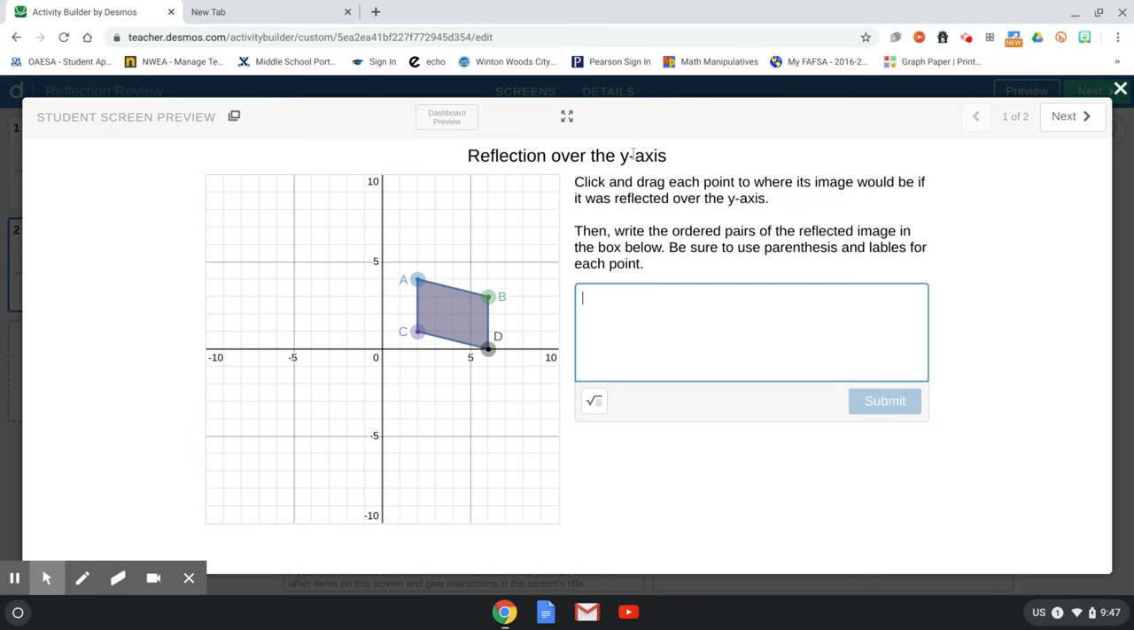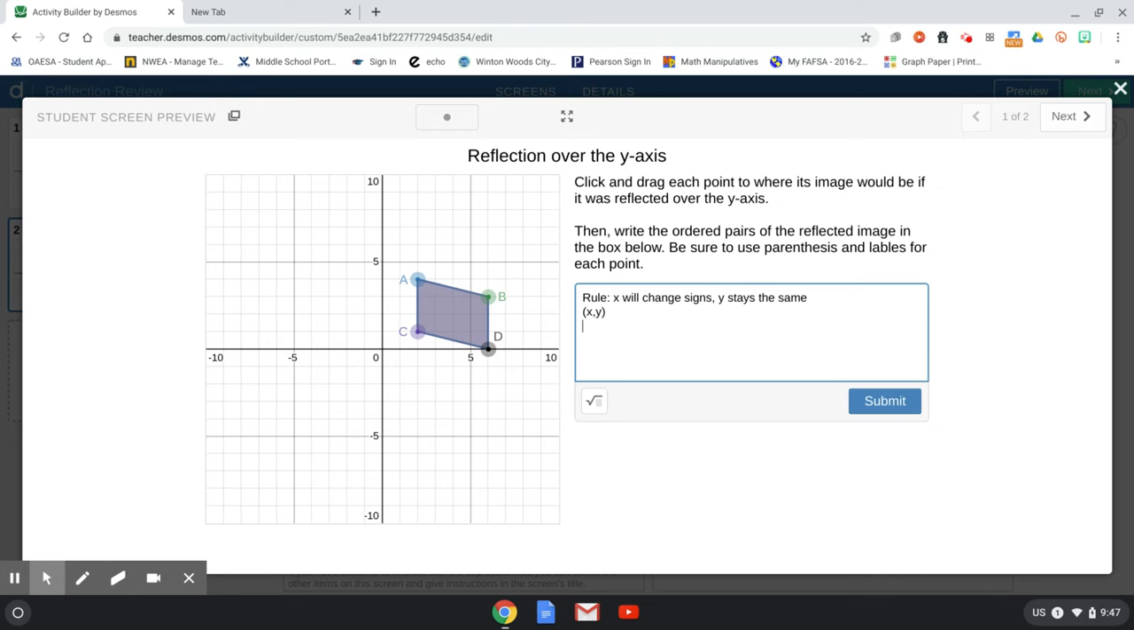So here's how this works. When you reflect anything over the y-axis, the rule says the x will change signs, the y stays the same. I should probably write the word change in there. In an ordered pair, you have an x number and a y number. So the first number, no matter what it is, if you're reflecting over the y-axis, is going to change its sign. If it's positive, it becomes negative. If it's negative, it becomes positive. The second number stays the same.